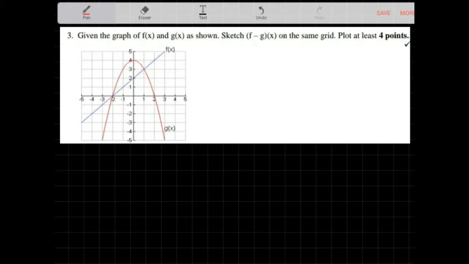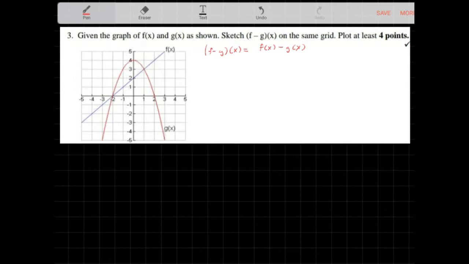In the graph of f of x and g of x as shown, sketch f minus g of x on the same grid, plot at least 4 points. Okay, so to do this, we know that f minus g of x is equivalent to f of x minus g of x, and you can only combine two functions as long as the x values are consistent.